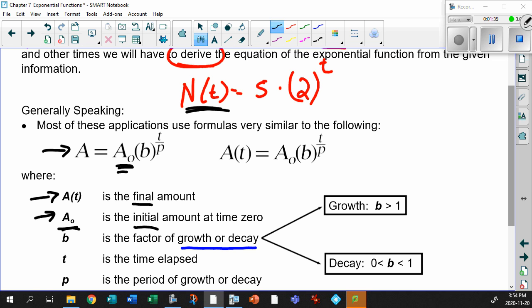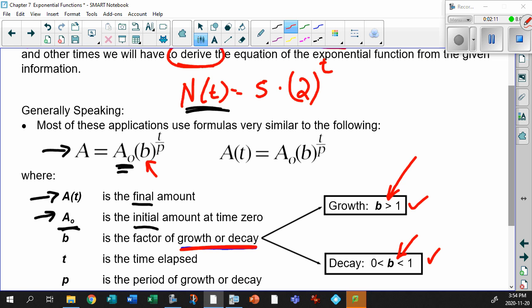Now, you know the rest of this. Well, sure, you know b. b is your growth factor, or your decay factor. And you know and I know if b is greater than 1, that means you're growing, you're increasing. But if b is a fraction between 0 and 1, you know that you're decaying, which means you're decreasing. So this would be like the population growth of your bacteria or whatever. This would be your isotope decay.